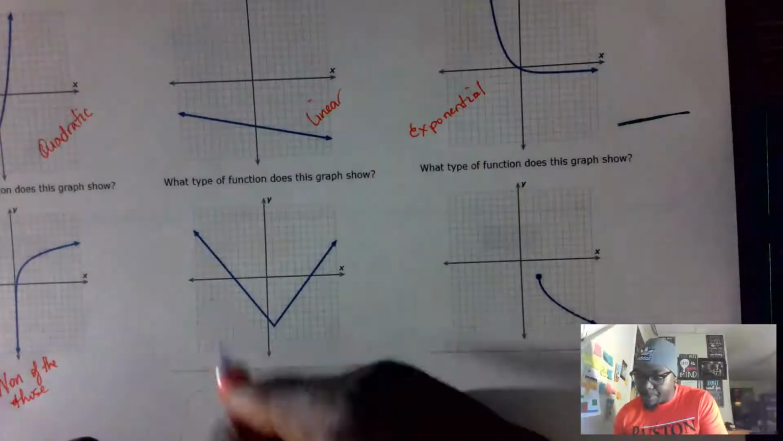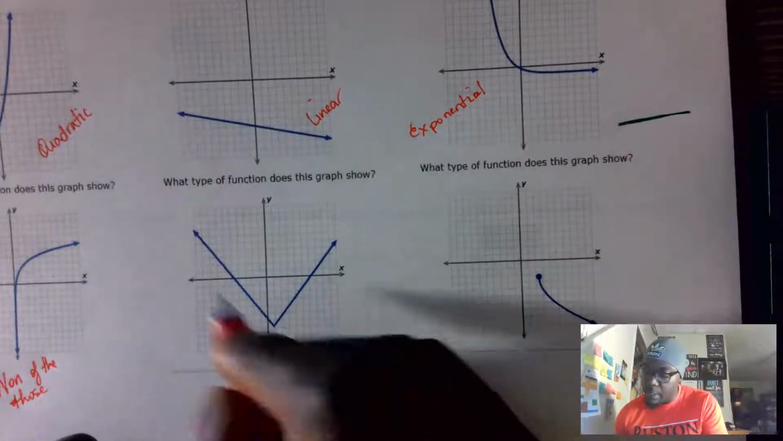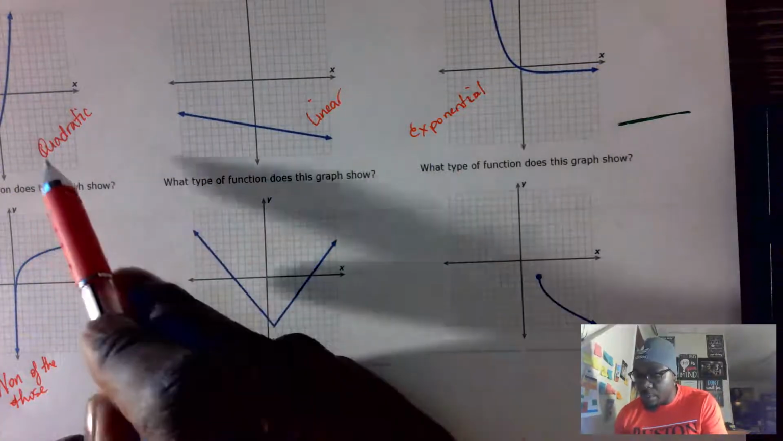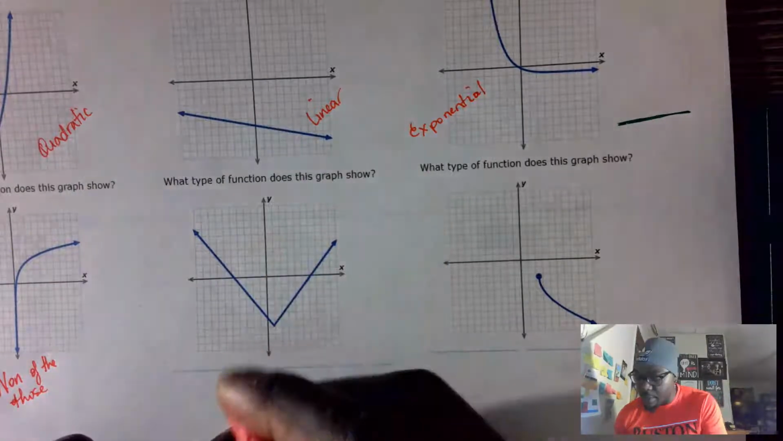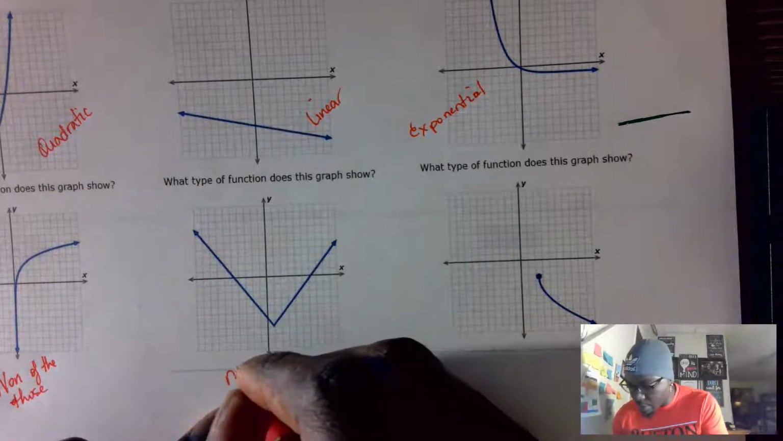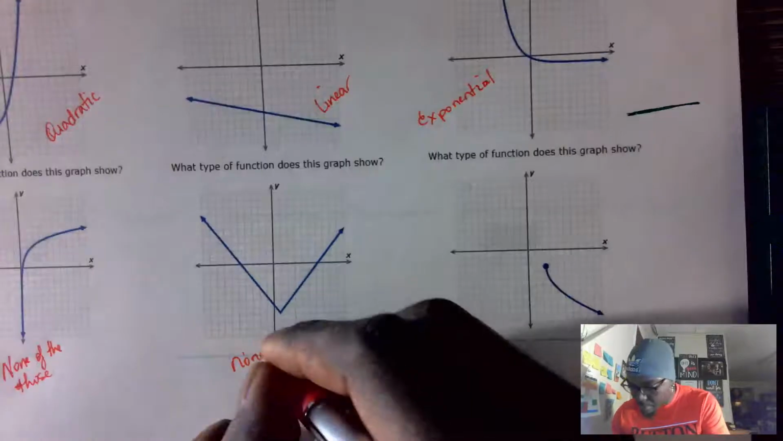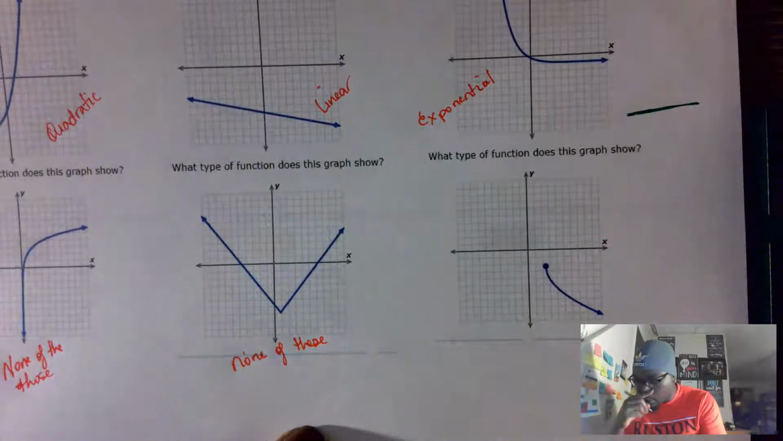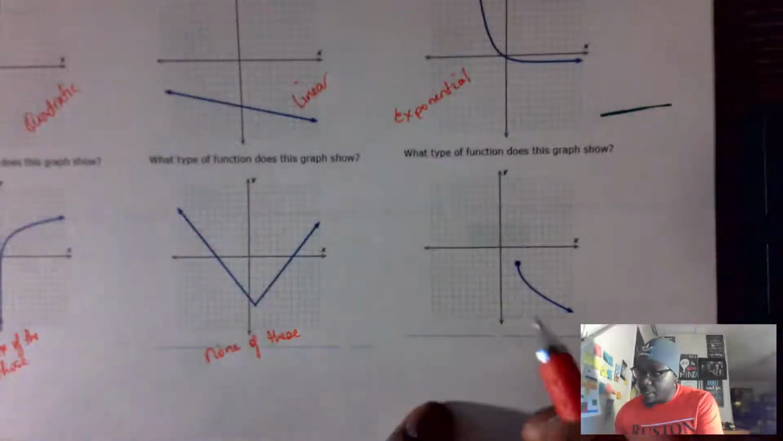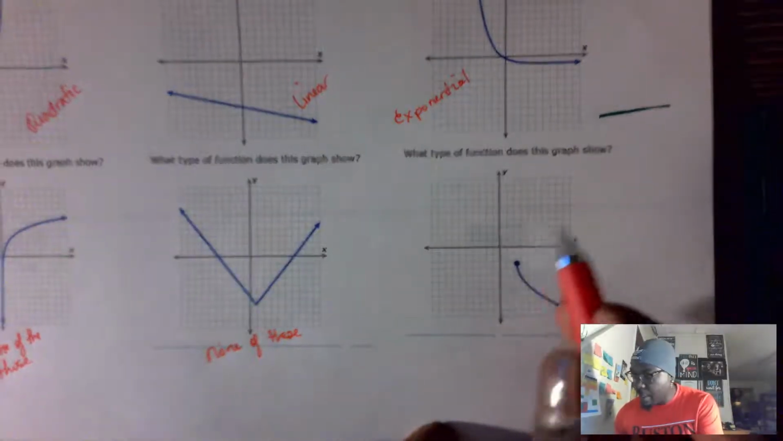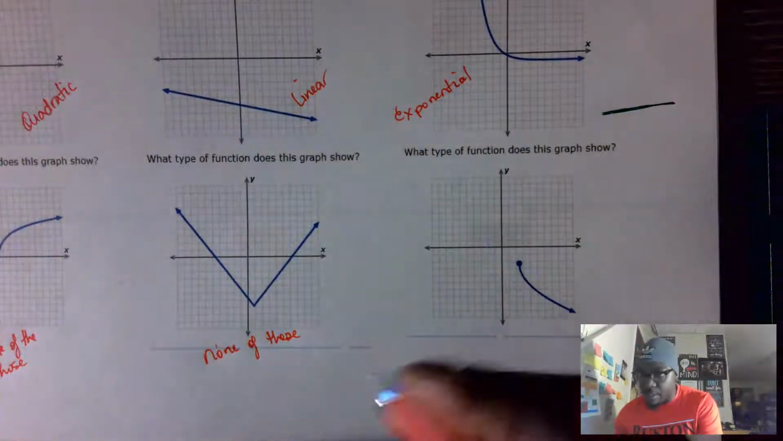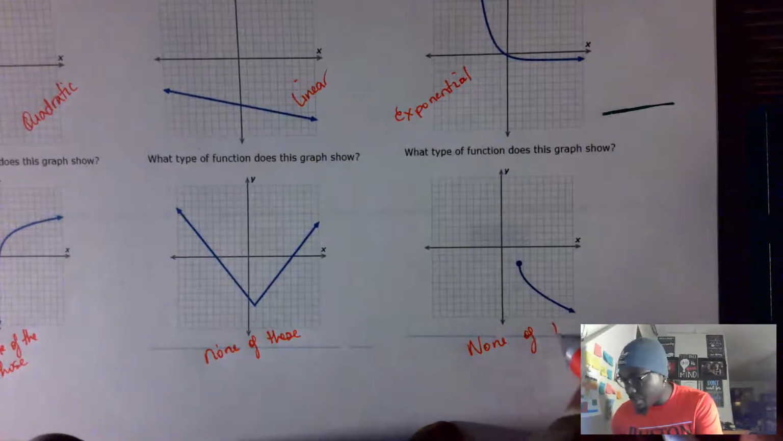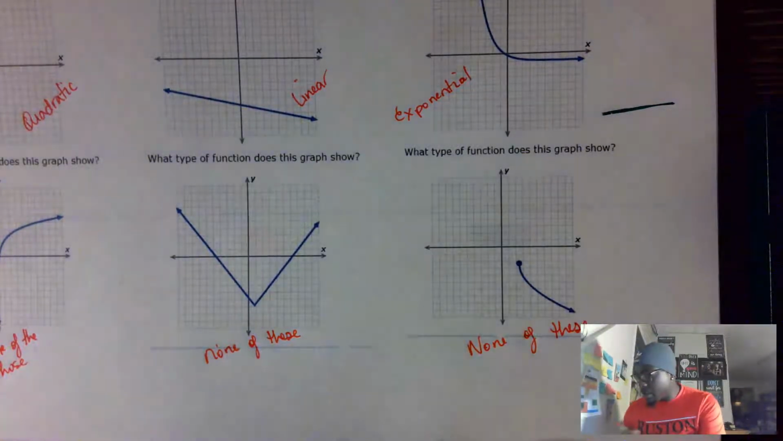Let's look at the next one. If you remember from a lesson we did earlier, this is an absolute value. It is neither quadratic, nor linear, nor exponential. So again, this is none of these. Your answer in IXL is going to be none of these.